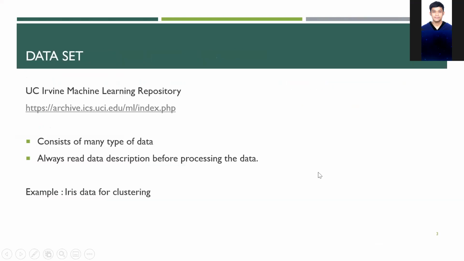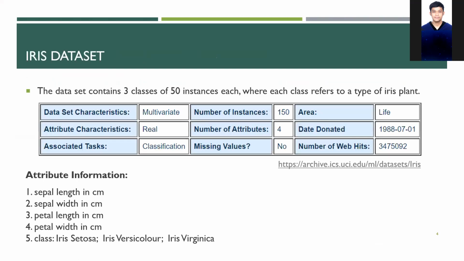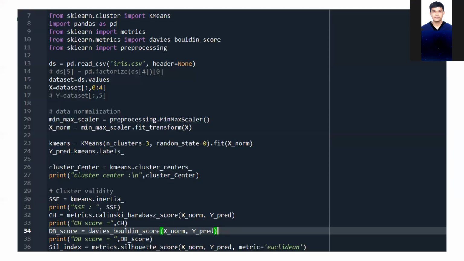For our practice, we're back again with the iris dataset, the easiest one. Here is the program. This is a program for k-means. I use k-means here. And this is the data, the input data.